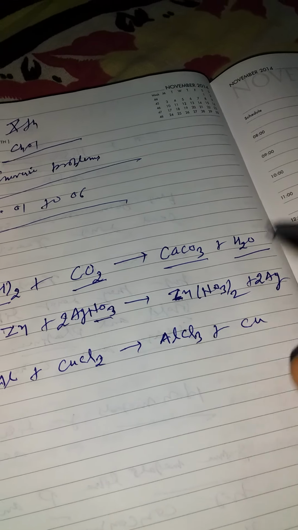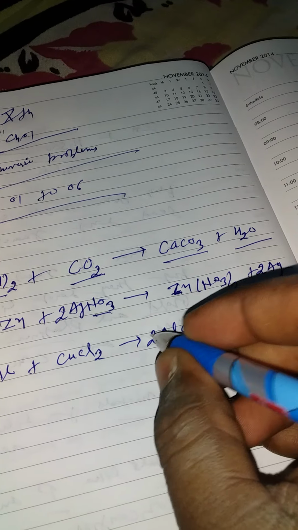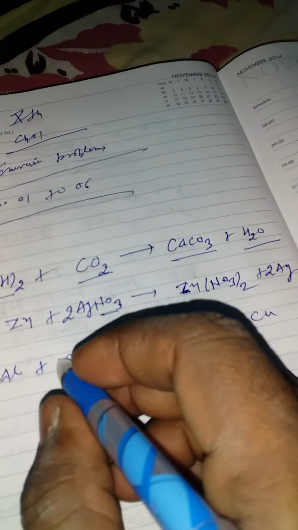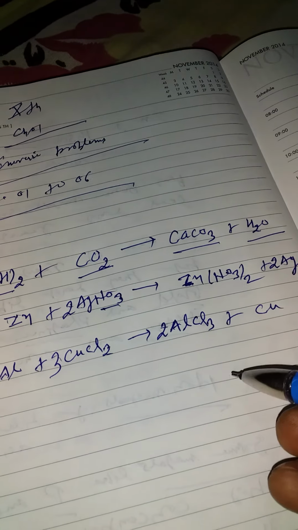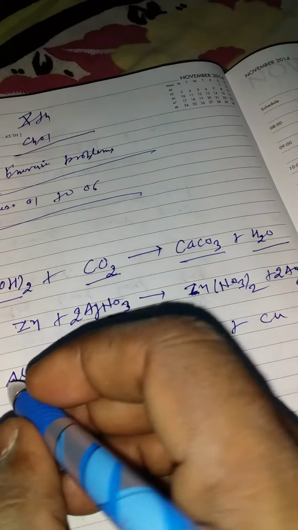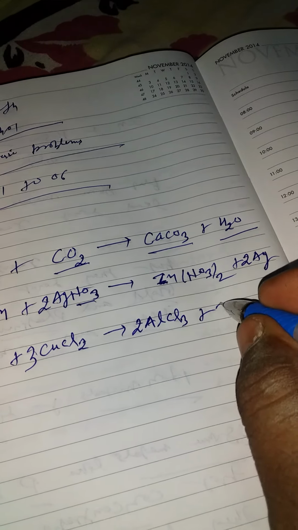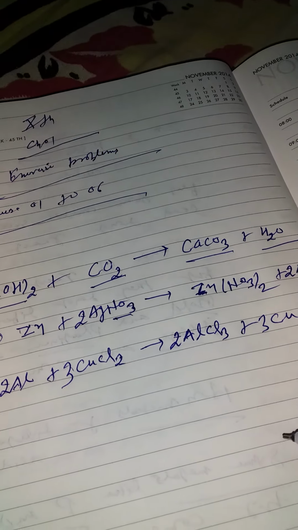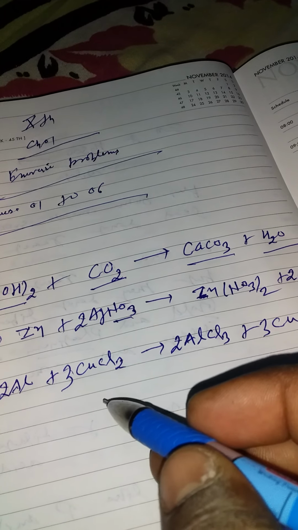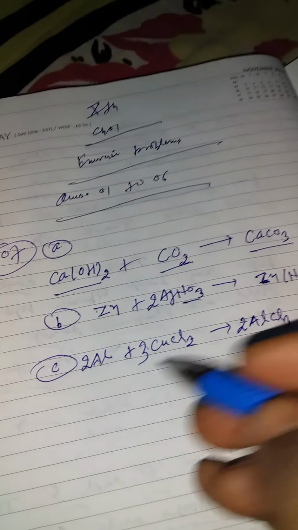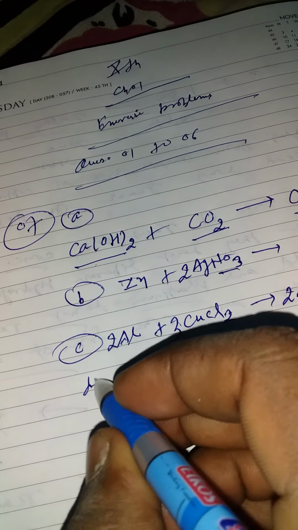So we write 2AlCl3, and here we write 3CuCl2, 2Al and 3Cu, and this is now balanced. D.